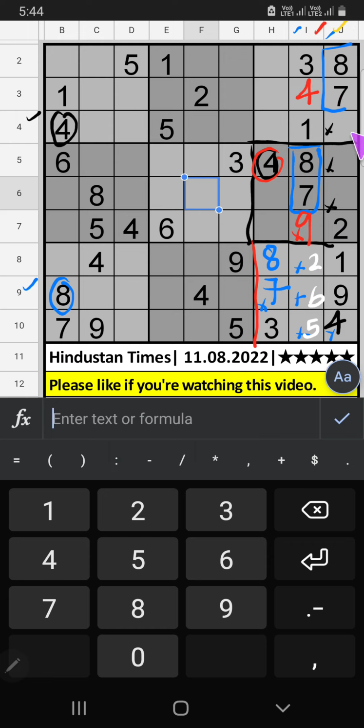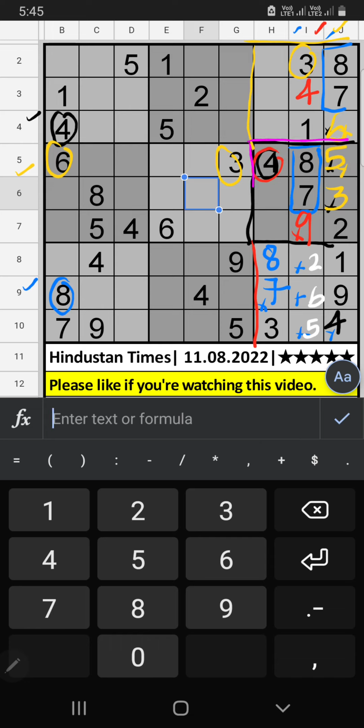Column G, 3 numbers are remaining: 3, 6, 5. 5th row, we already have 3 and 6. So 3 and 6 can't come in this cell. It will come in another 2 cells. 3rd grade, we already have 3. So 3 can't come in this cell. 3 is confirmed here. Then 6 is here. Then column J, only one number is remaining: 5. 5 is confirmed here.